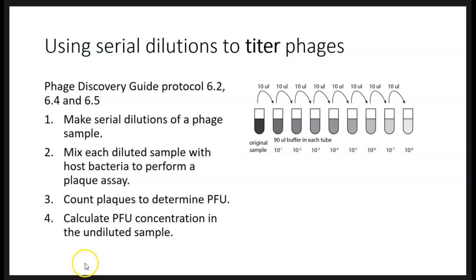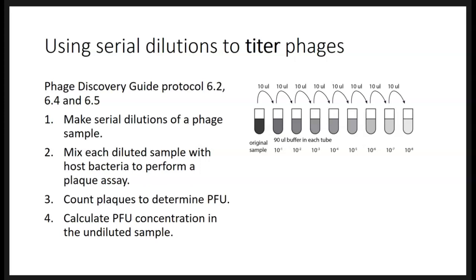So titering phages, the protocol for this can be found in the Phage Discovery Guide for 6.2, 6.4, and 6.5. There's a few different ways you can set up this assay, but it all starts with doing serial dilution. We're going to make serial dilutions of a phage sample first, because oftentimes our phage samples will have way too many phages in them for us ever to get single plaques on a plate. We're then going to mix each diluted sample with some host bacteria and then perform a plaque assay. We want to perform enough plaque assays so we can find plates with a number of plaques that are isolated so that we can count them.